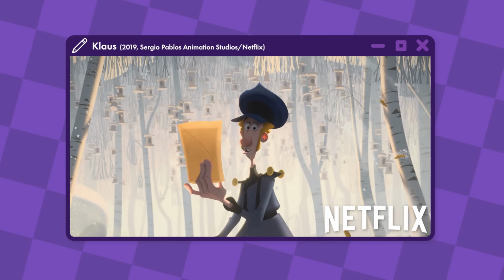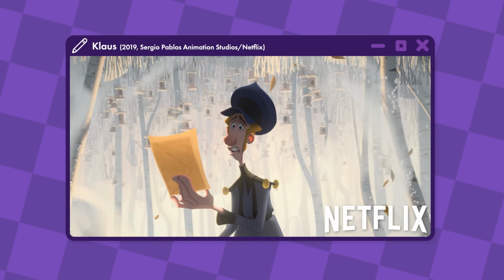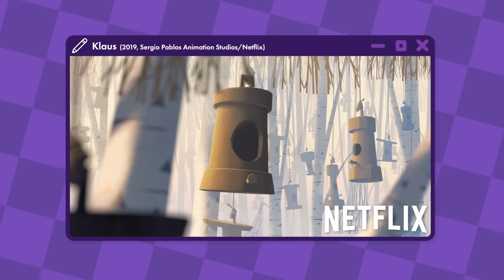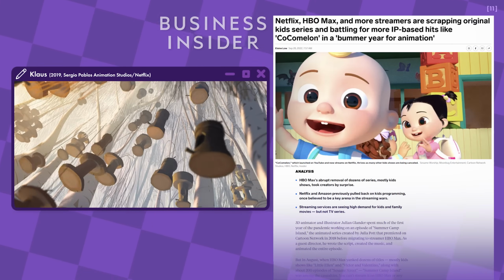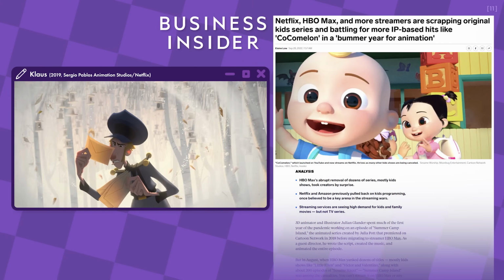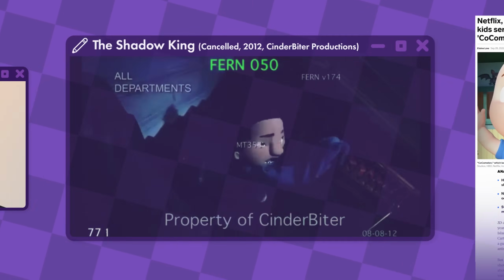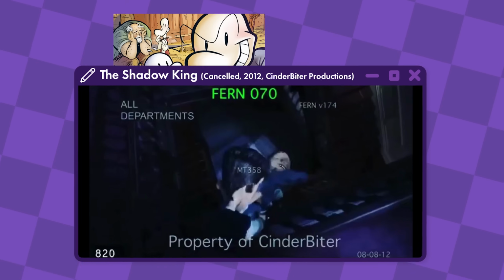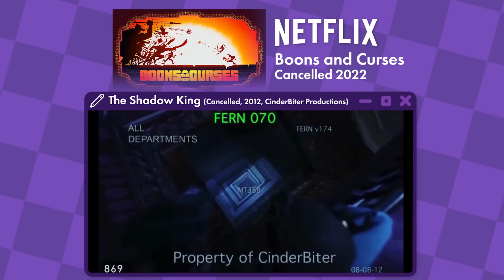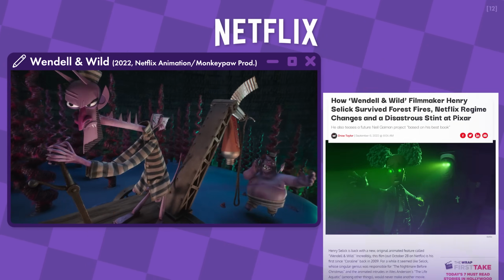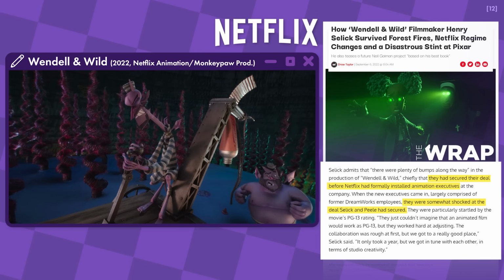Netflix had this going for years, and they produced some of the best animated works in the past few years because of it, until they installed some executives from DreamWorks who canned anything that wasn't making Cocomelon numbers. What happened with The Shadow King also happened with Netflix's Bone adaptation. It happened with Boons and Curses, and it probably would have happened with Wendell and Wild had they not had a contract with Jordan Peele.